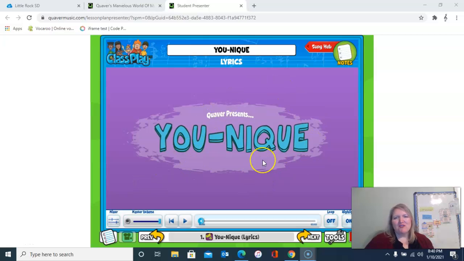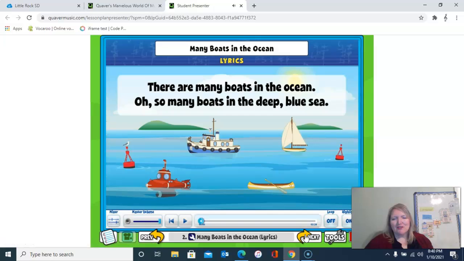This is our song of the month, Unique, so you can go and listen to that if you would like. But we are going to go ahead and start with our song for the week, which is called Many Boats in the Ocean. And it's going to talk about each boat having a different theme song based on its kind of personality or its function.